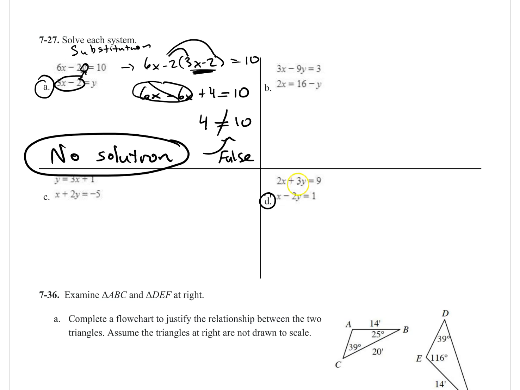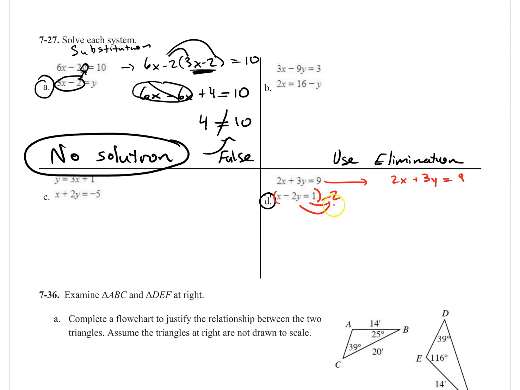Okay, D. If you look at D, the x's are stacked, the y's are stacked on top of each other. So that's usually the hint to use elimination. Alright, I want to eliminate the x's. So I'm going to multiply the bottom equation by 2, but that's not enough. It has to be negative 2. And we'll see why in a second. So the top equation stays the same.